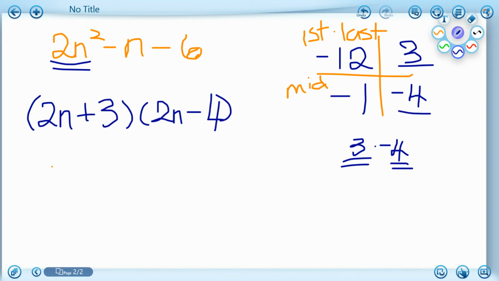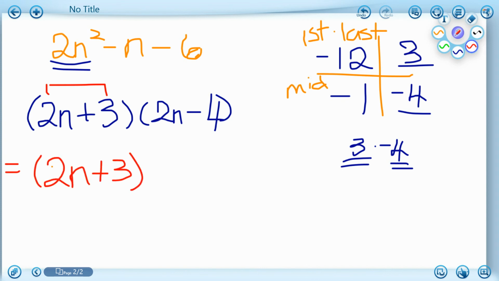At this point, you should ask yourself, that doesn't work out the way we want it to, is that right? Because if you do first times first, that doesn't give you 2n squared. That gives you 4n squared. So this is when we need to go a little bit further. We're going to treat this like it's a fraction. If I write this as 2n over 3, can I reduce this? No, I cannot. So this one just falls down as it is.